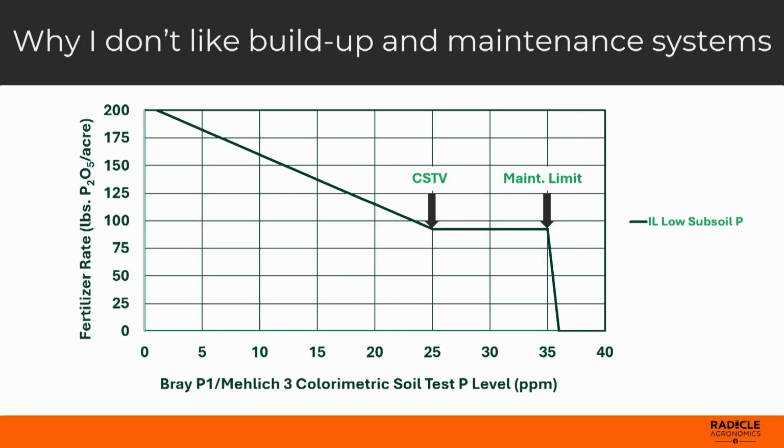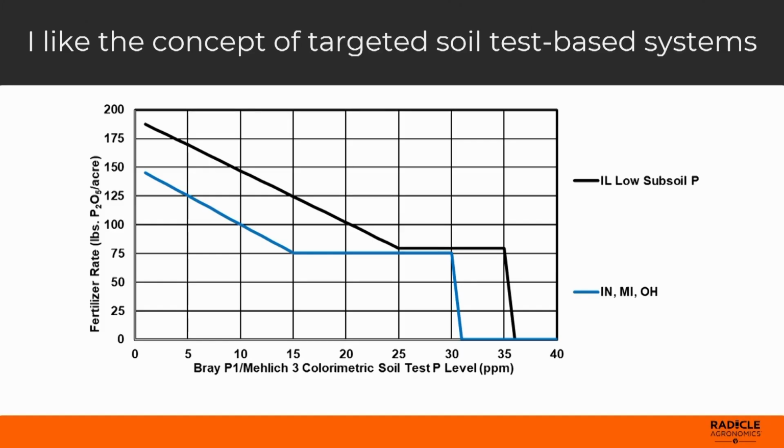I don't like the buildup and maintenance system because it doesn't speak precision fertility to me. Why would I apply the same rate of phosphorus at 25 parts per million as I would at 35 parts per million? If 25 parts per million is the critical soil test value and that's your target, then if I'm starting at a higher soil test level, why am I not going back to 25 parts per million? That just doesn't make sense to me. It doesn't speak precision fertility, and I'll show you several examples here in a minute. Okay? I like the concept of a targeted soil test-based system.